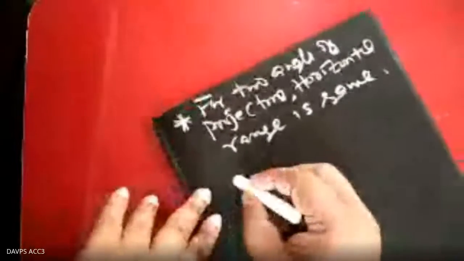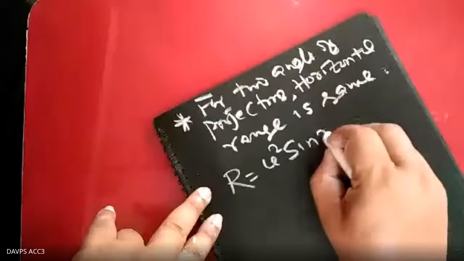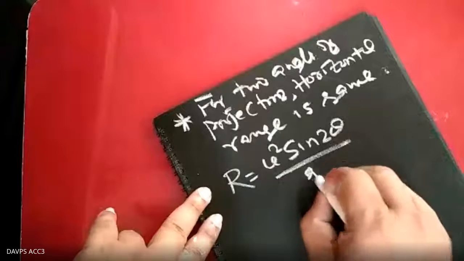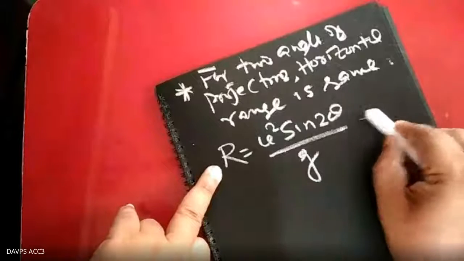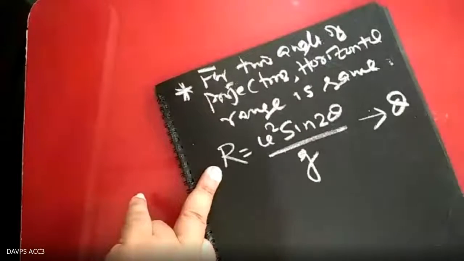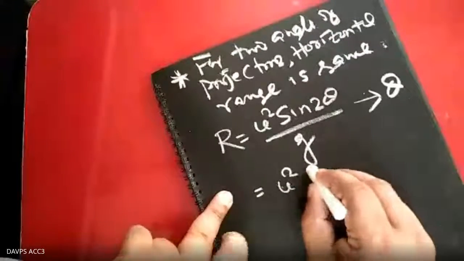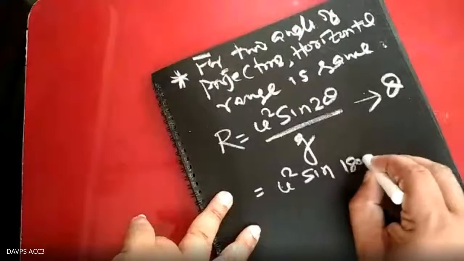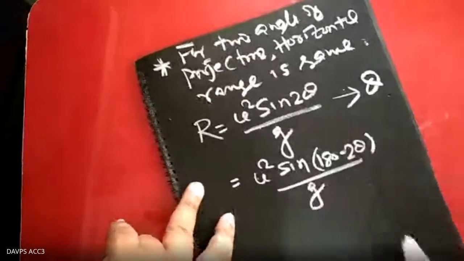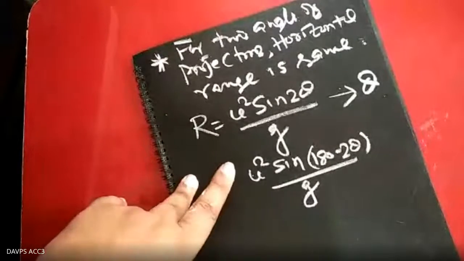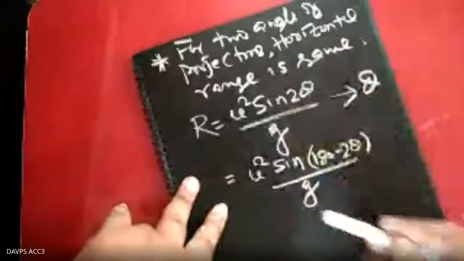Suppose you come to the horizontal range formula R equal to U square sine 2 theta upon G. You just tell me, whenever the horizontal range is R, what was the angular projection in this case? Theta was the angular projection. Again come to the next step, U square sine of (180 minus 2 theta) by G, because sine 180 minus 2 theta equals sine 2 theta. Means the upper step and lower step both are the same.